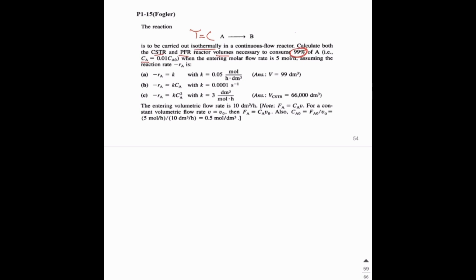So the entering molar flow rate is 5 mol per hour, which is FA naught equals 5 mol per hour, assuming the reaction rate is minus RA. So we will use minus RA equals K, and K is a constant, which equals 0.05 mol per hour multiplied by dm cubed.